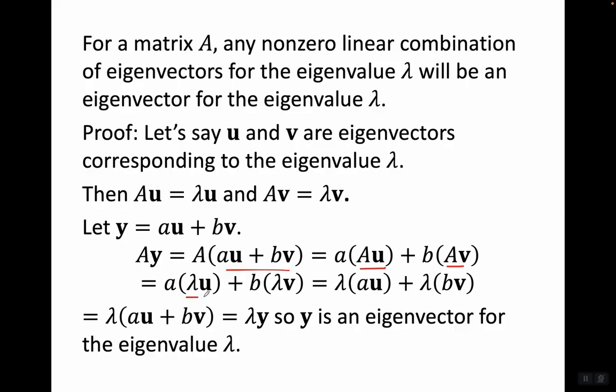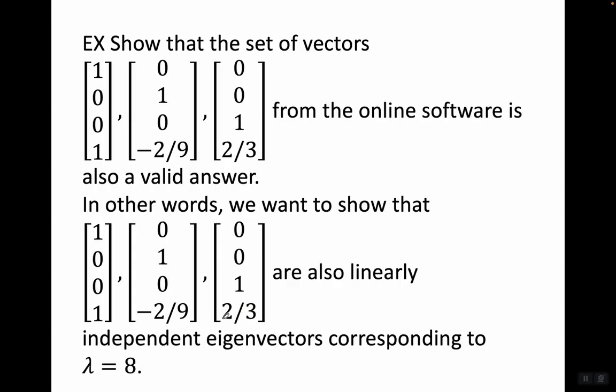That's going to be a times lambda u plus b times lambda v, because u and v are eigenvectors. So Au is lambda u, Av is lambda v. If we rewrite this in a slightly different order, we get lambda au plus lambda bv. In other words, lambda times (au plus bv), or lambda y. Check this out. Ay is lambda y. So y is also an eigenvector for the eigenvalue lambda. In other words, any non-zero linear combination of eigenvectors is also going to be an eigenvector.